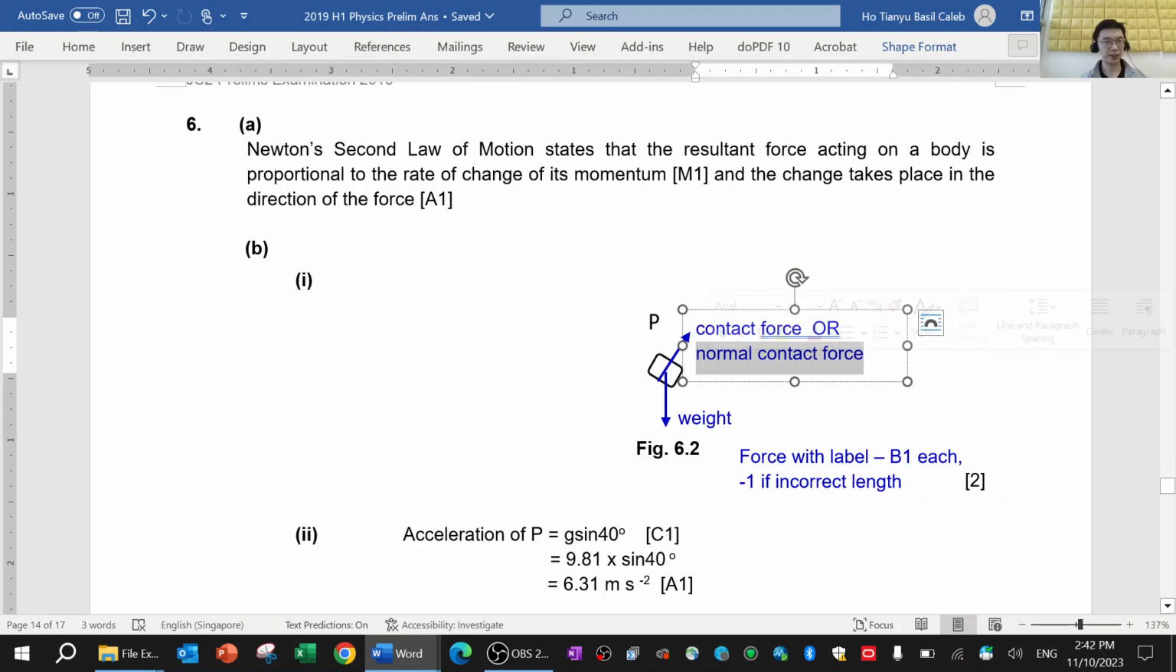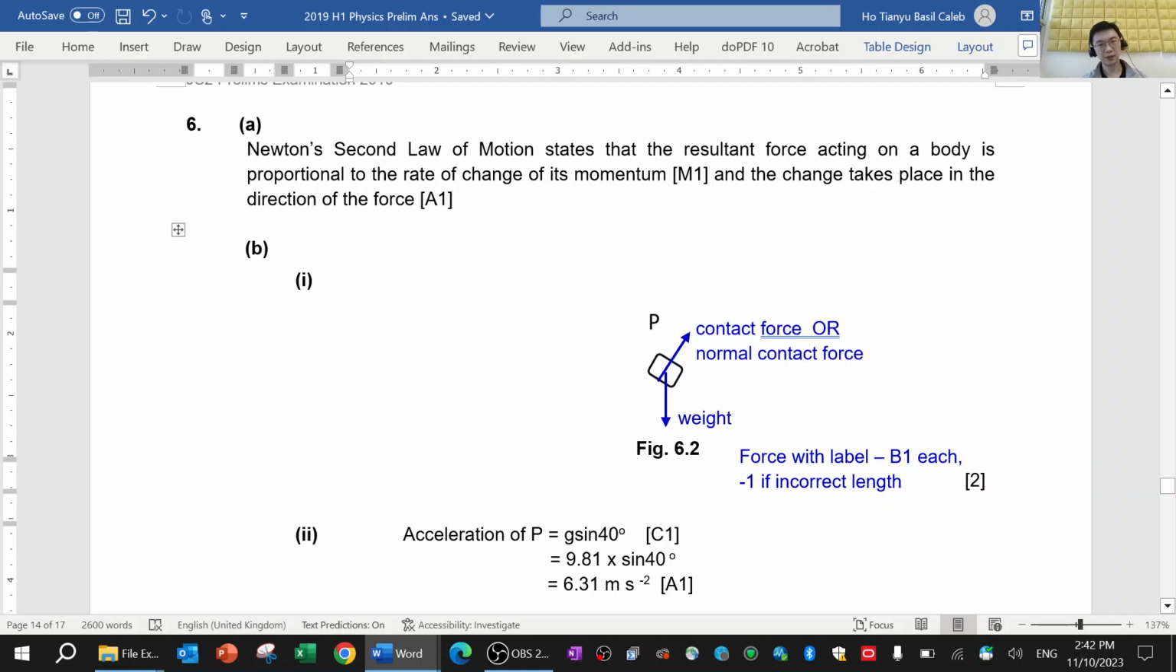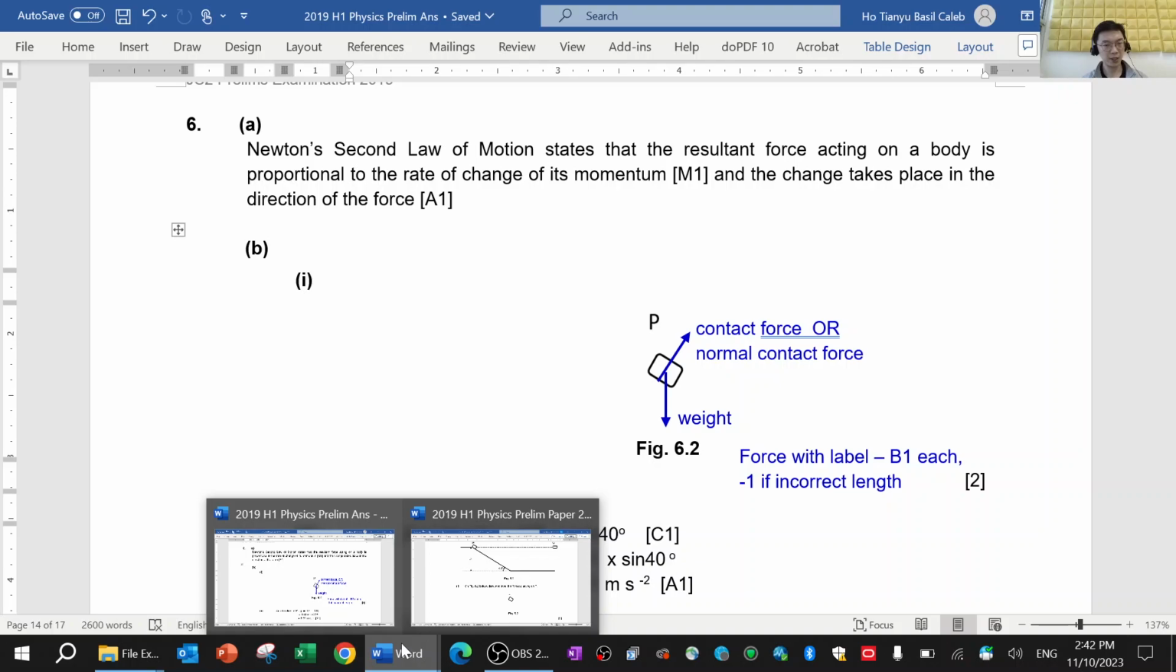Most of you would actually, I think, write normal contact force simply because the force is perpendicular to the surface, right? So by definition, that's the normal contact force. So both answers are acceptable, right? 2 marks if you got both the arrows and the names correct. Okay. Next, calculate the acceleration of P.